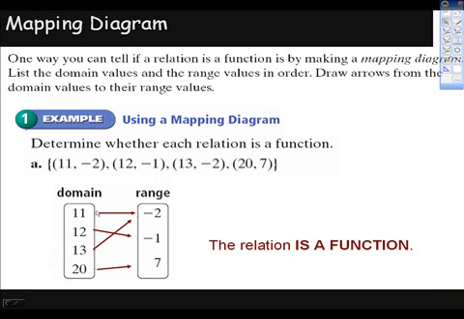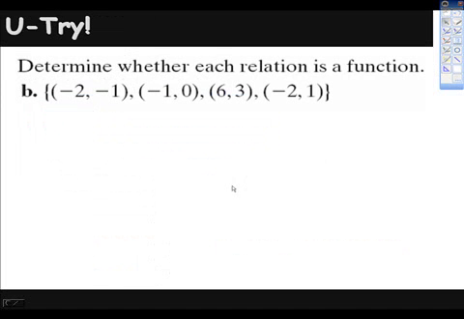This relation is a function because every domain or x value maps to exactly one range value or y value. 11 is only -2, 13 is only -2, 12 is only -1, and 20 is only 7. Determine whether this relation is a function. Well, I see -2 maps to -1 and -2 maps to 1, so no, that's not a function because -2 maps to more than one value.